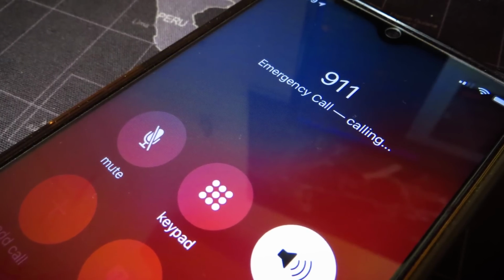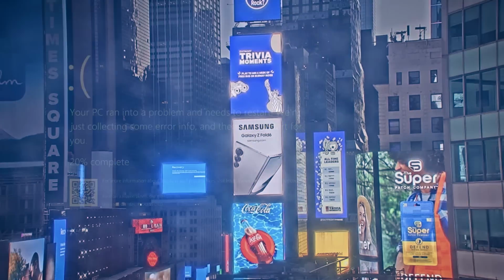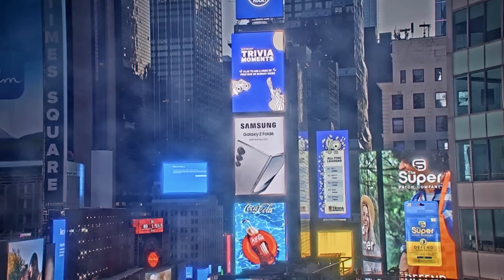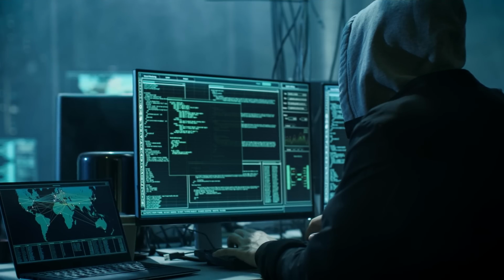from calling 911. If you weren't familiar with the blue screen of death, well, you sure are now. Even some giant billboards in Times Square are now advertising it. What the hell is going on? Initially, it was thought this might be some kind of cyber attack, then people blamed Microsoft. After all, only Windows systems seem to be affected.